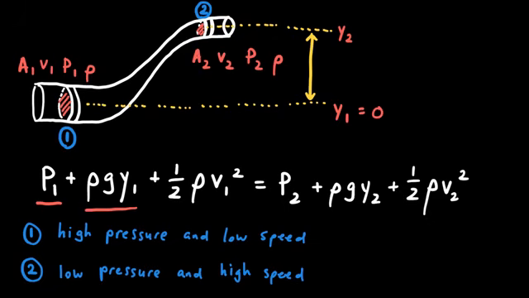And then the last term for the first location is 1/2 times the density times the speed at that location squared. And you might remember that this first term represents the pressure, but the second term is very similar to potential energy, and this third term is very similar to the kinetic energy. And similarly, there is a pressure term, a potential energy term, and a kinetic energy term for the second location. At location 1, it corresponds to a high pressure and a low speed, and at location 2 it corresponds to a low pressure and a high speed.